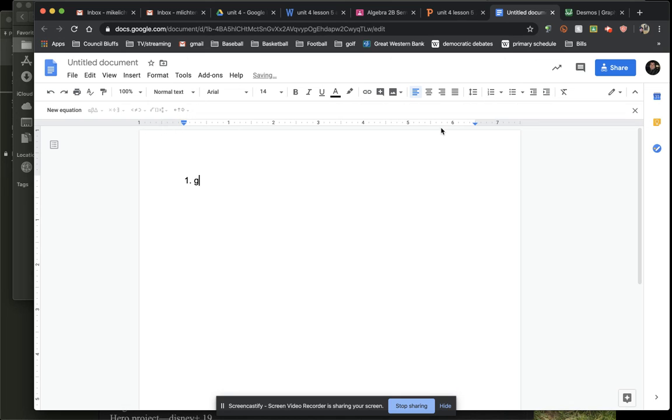So the growth factor per week is simply 4. Right? Growth factor has to be greater than 1. 4 is obviously greater than 1.